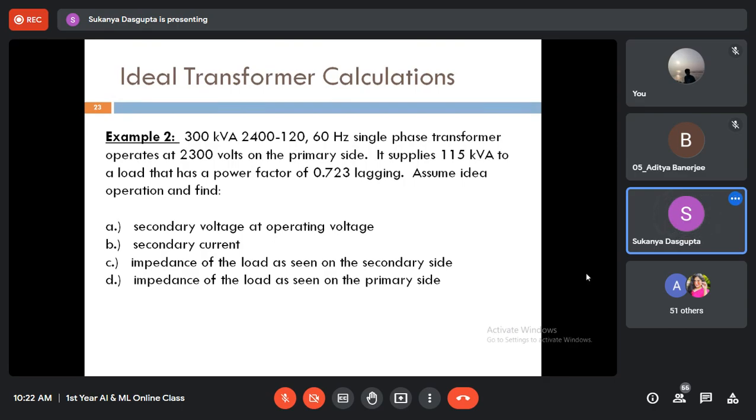So similarly, you can solve this problem. It's a 300 kVA, 2400 by 120 volt, 60 hertz single phase transformer. Operates at 2300 volts on the primary side. See, this is the rating 2400 by 120, but the primary winding is operated at 2300. It supplies 115 kilovolt ampere to a load that has a power factor of 0.723 lagging. Assuming ideal transformer, find out secondary voltage at the operating primary voltage, secondary current, impedance as seen from the secondary, impedance as seen from the primary.